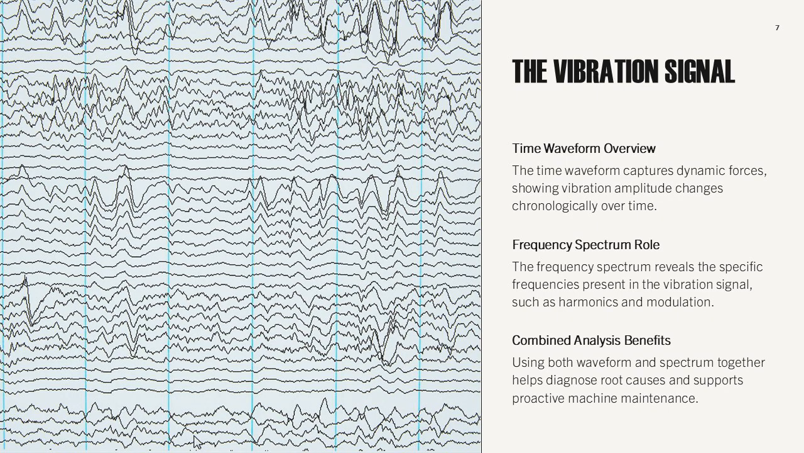The vibration signal captured in the time waveform contains all the dynamic forces acting on the machine, including forcing frequencies, harmonics, modulation, and random noise. In its raw form, the signal provides a chronological view of machine behavior, revealing how vibration amplitude changes over time. This perspective is essential for identifying impacts, transient conditions, and modulation patterns that may not be evident in the frequency spectrum. While the spectrum excels at showing what frequencies are present, the waveform shows when and how these events occur, offering context for diagnosing root causes.